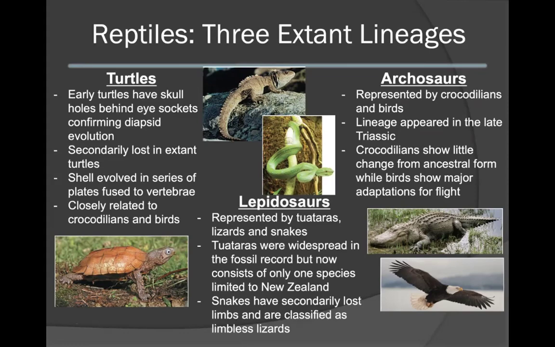Lepidosaurs are represented by tuataras, lizards, as well as snakes. Tuataras were widespread in the fossil record, however, they are now represented by only one species that is limited to New Zealand. Snakes have secondarily lost their limbs and are now classified as limbless lizards. Archosaurs are represented by crocodilians and birds. This lineage first appeared in the late Triassic period. Crocodilians have shown little change from their ancestral form. However, birds have shown major diversities in their body form as a result of their major adaptation for flight.